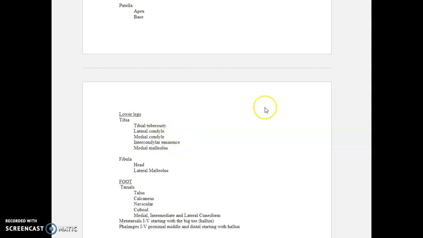So we will continue the video, and it will be a short video where we'll talk about the tibia, the fibula, and the rest of the foot.